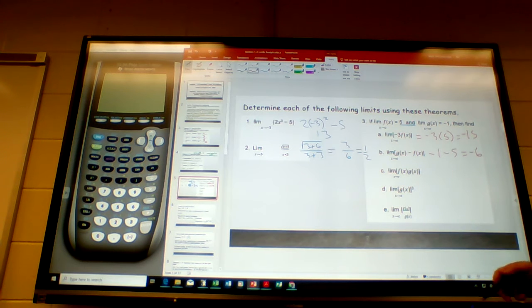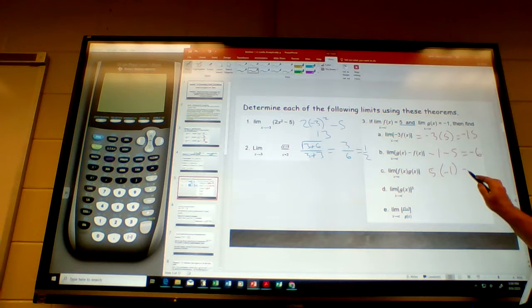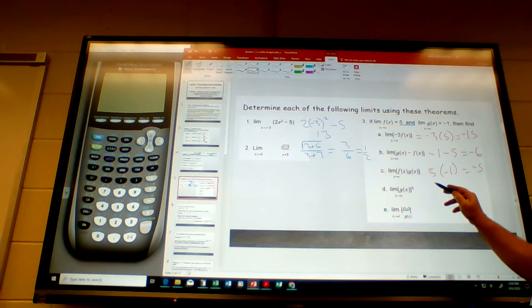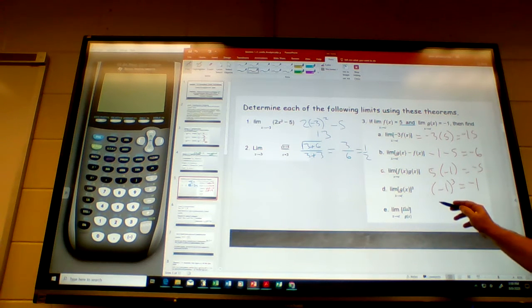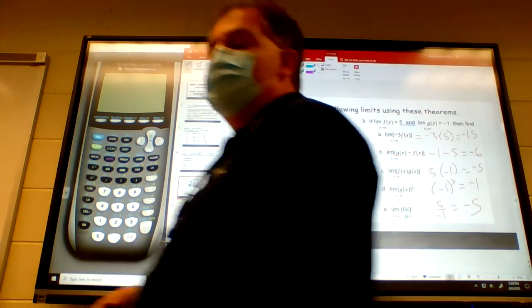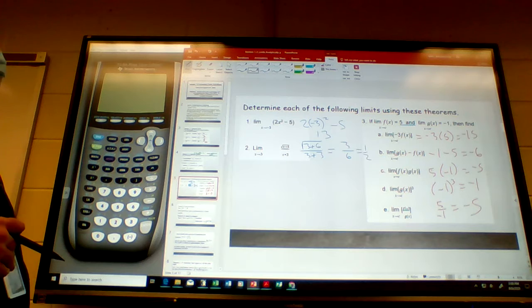But the limit of the product is just simply going to be 5 times -1, which is -5. And then if I do the same thing for the exponent, it's going to be -1 cubed, which is -1. And then finally, the last one is going to be 5 over -1, which is simply -5. All right. Those are basically plug in and stuff you've seen. A lot of this is algebra.